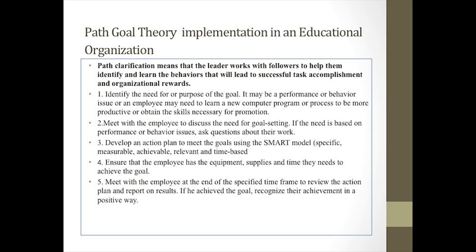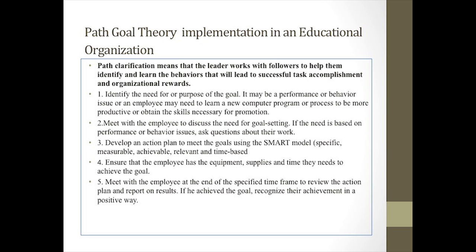In closing, according to the text, path goal theory is a complicated method. There are many concerns with this approach. However, this approach has made many contributions to new theories today. I believe I can implement this plan effectively as a leader in my school because I think that students, teachers, staff, and leadership can benefit.